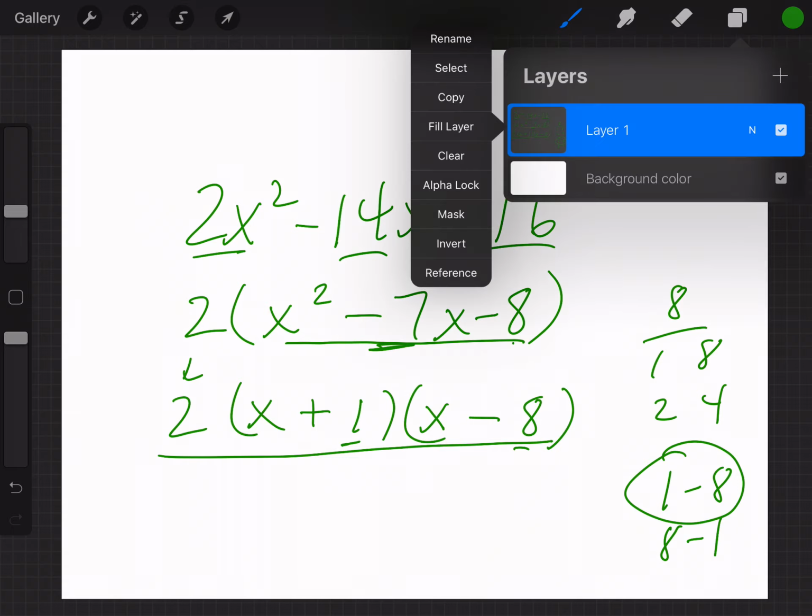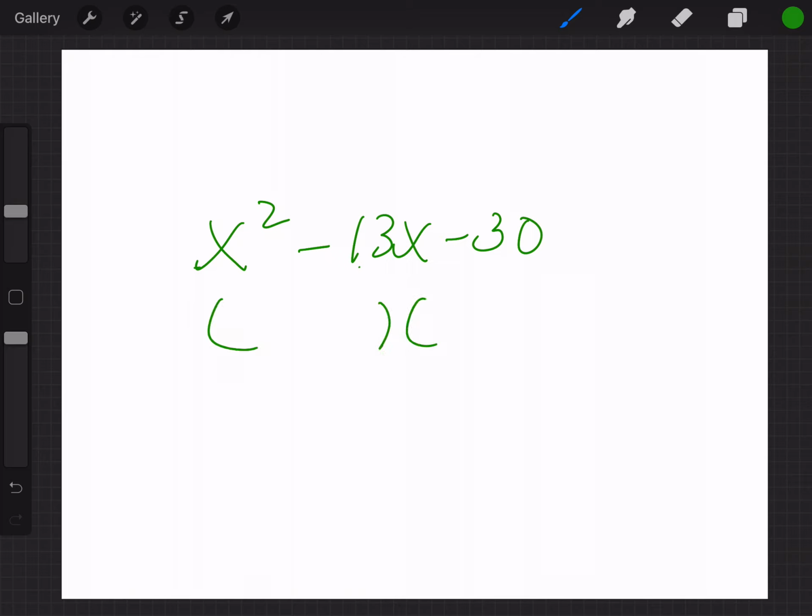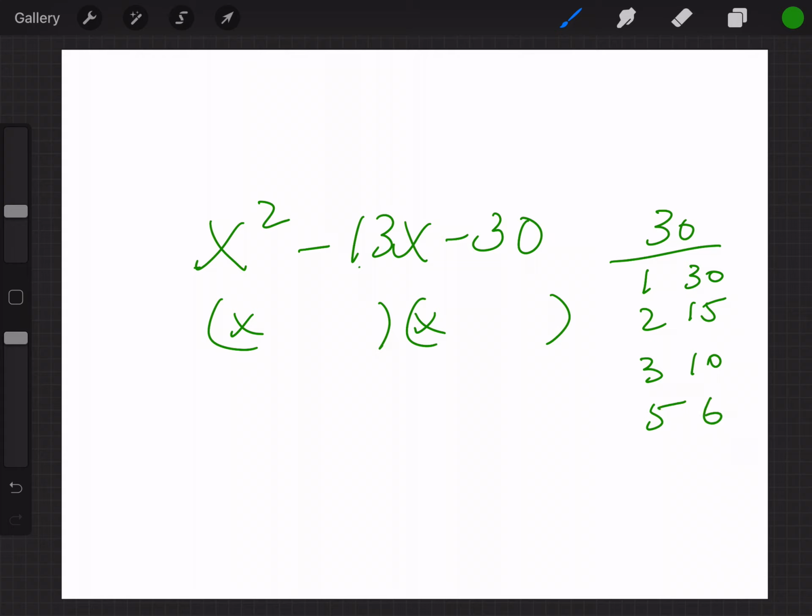All right. Last one, unless somebody's got a question. All right, let's try x squared minus 13x minus 30. All right, anything in common? Nope, not this time. So I'm going to bring that to parentheses. We're going to do x and we're going to do x. So it's all about the 30. What are factors of 30? 1 and 30, 2 and 15, 3 and 10, 4 won't go, 5 and 6.